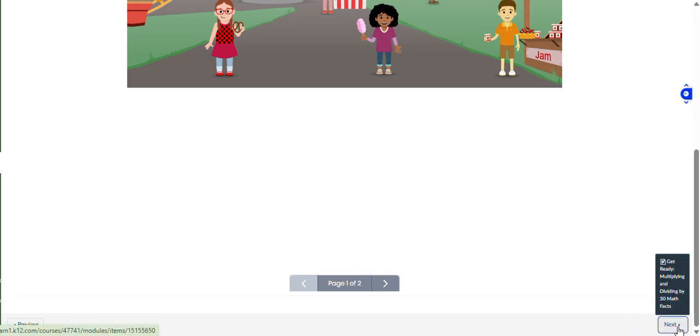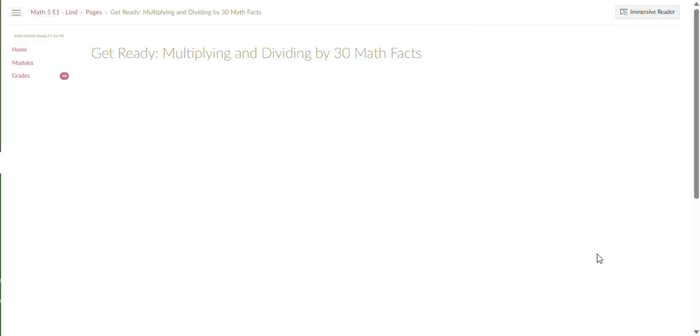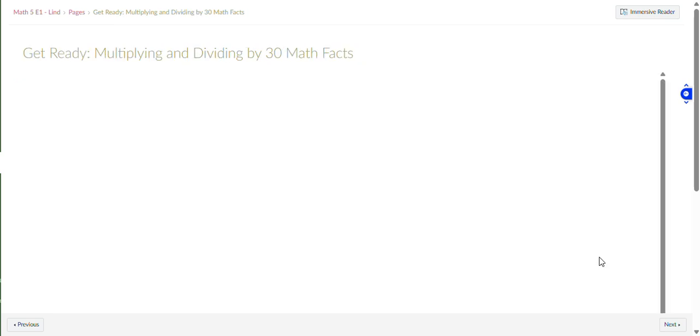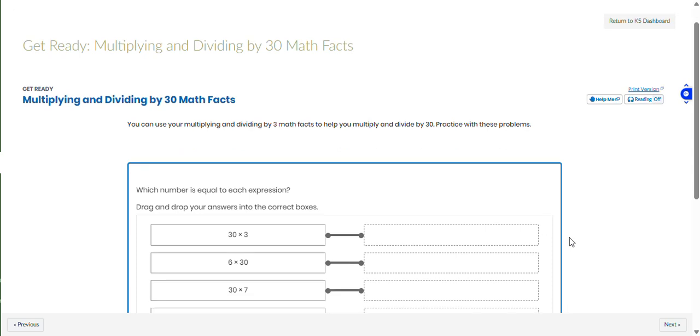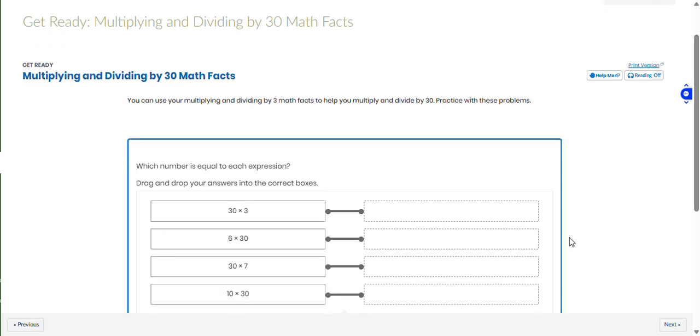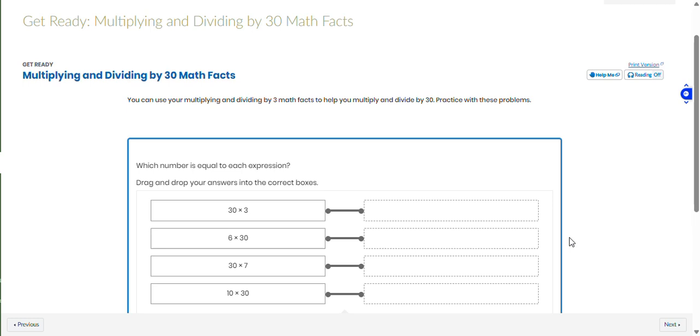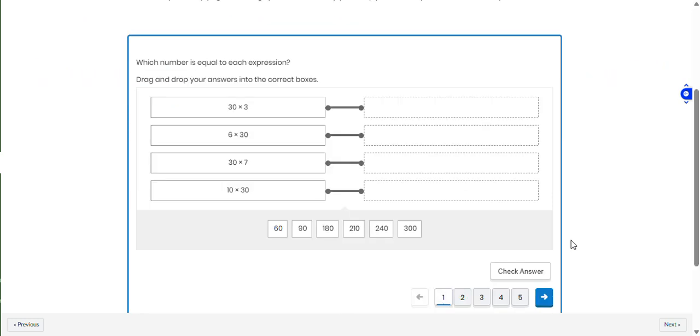Get ready. Multiplying, dividing by 30. Math facts. You can use your multiplying and dividing by 3 math facts to help you multiply and divide by 30.